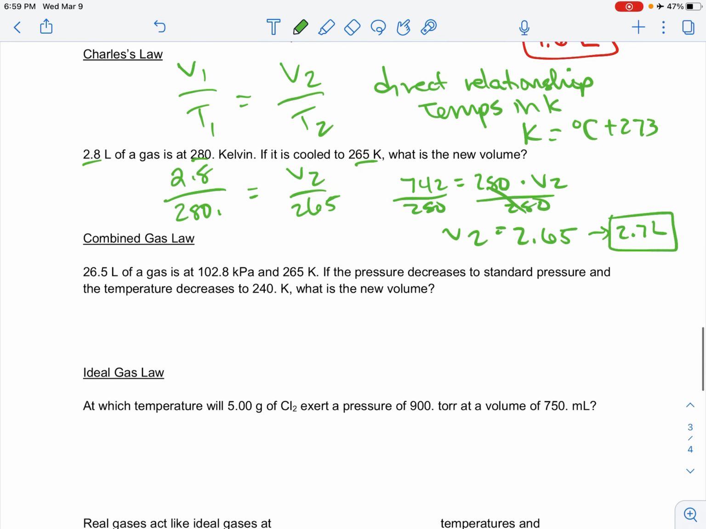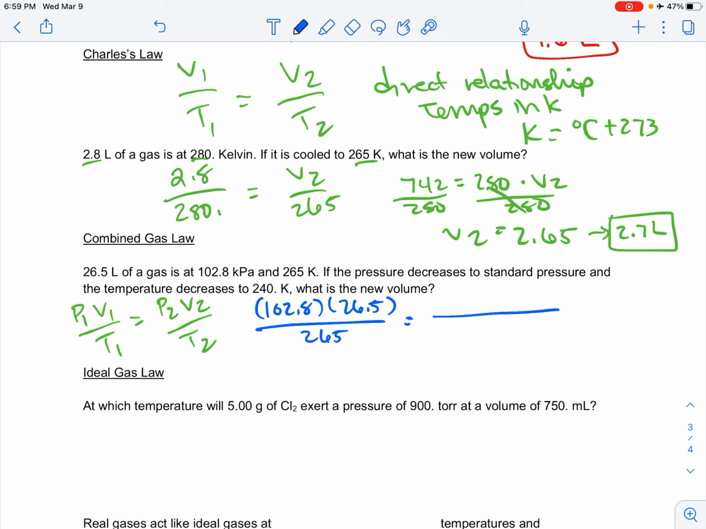Combined gas law is everything. It's P1 V1 over T1 equals P2 V2 over T2. Let's change it up. Okay, so the original sentence says 102.8 kilopascal, 26.5 liters, 265 Kelvin. Pressure decreases to standard. Well, standard is 101.3 kilopascal. So why can't I call it 1 atmosphere? Because I'm already in kilopascal. Volume 2 is what we're looking for, and this is 240 Kelvin.